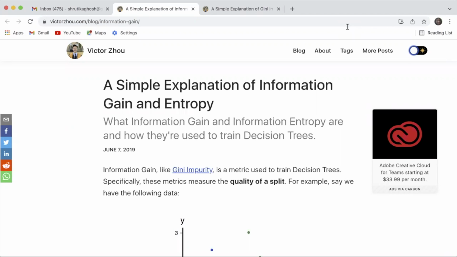So information gain, like Gini impurity, is a metric used to train decision trees. We saw Gini impurity, Gini index, and Gini gain, and how we can use these terms to decide the best split for a decision tree. Just like Gini gain, information gain is also a metric which can be used to train decision trees. Specifically, these metrics measure the quality of a split, as we saw in our previous blog also.